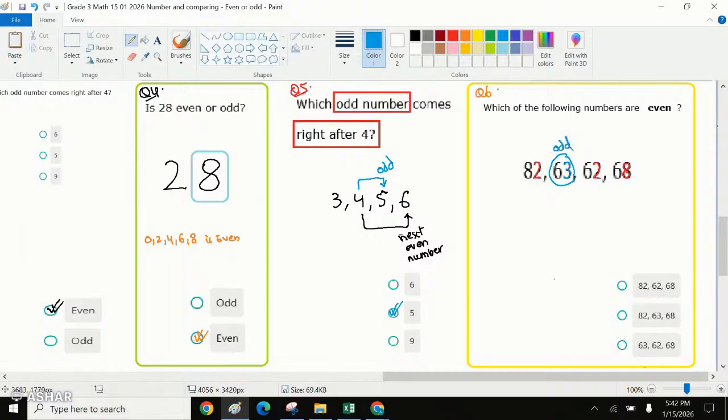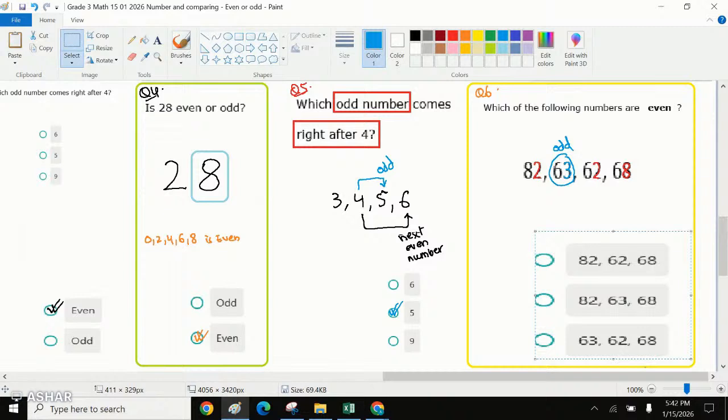So which answer has these three options? Let's enlarge them so that it's easier for us to find. So which option should be correct? 82? Yes, 82 is correct. 62 and 68. That means this. Why not this? This is not possible. So can we say option number 1? Yes, thank you, May. Option number 1 is the correct answer, right?